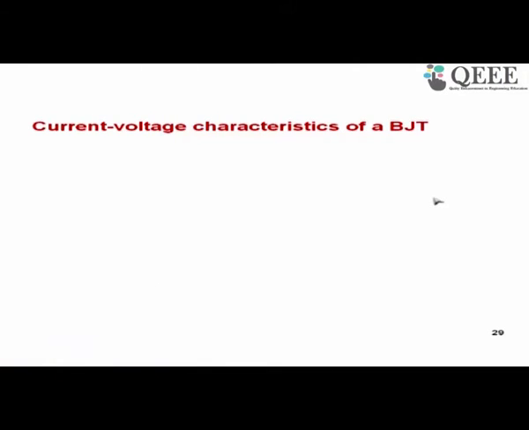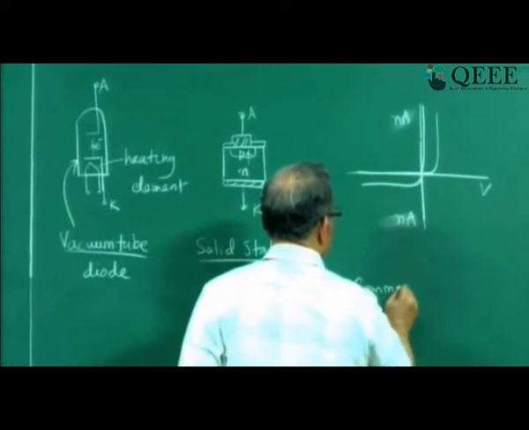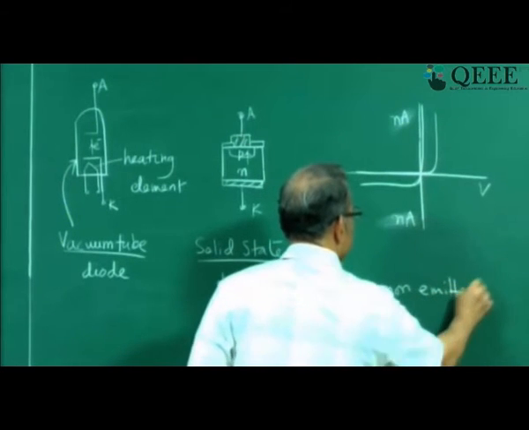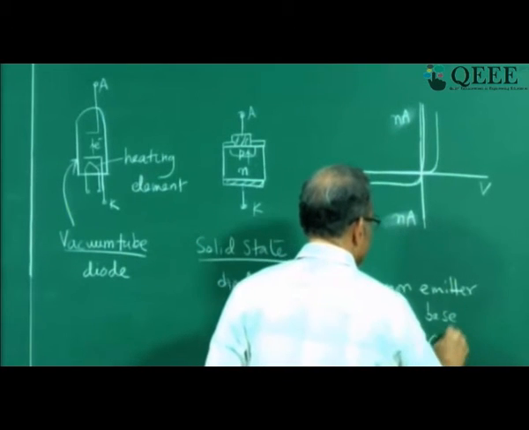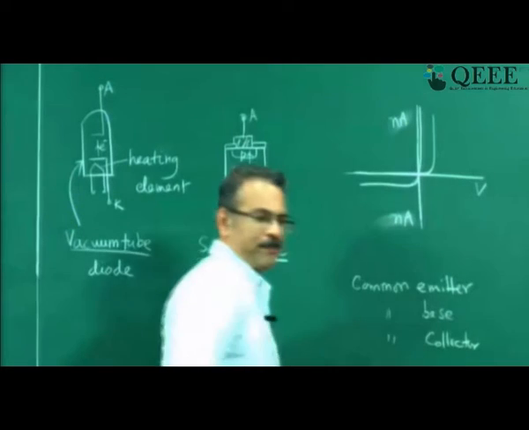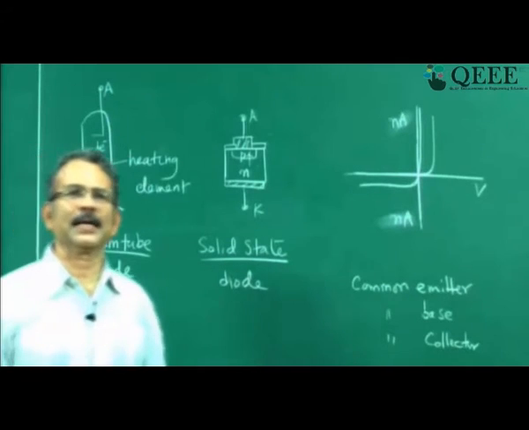Let's look at the current voltage characteristics of a BJT. This is a little bit more complicated. BJT is a 3-terminal device. So you see, you have several possibilities. So you have 3 types of characteristics called common emitter, common base, and common collector, right? Now E is emitter, B is base, and C is collector.